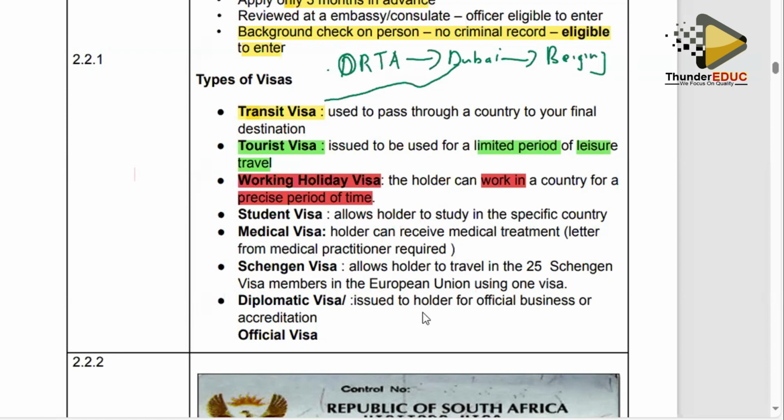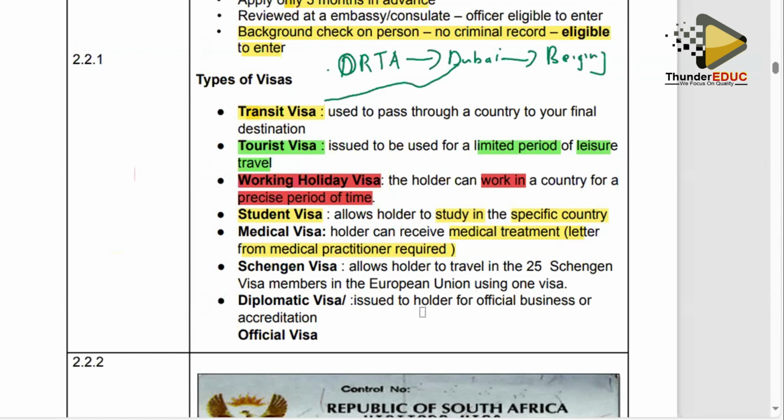Then we also have those who are going for their studies. For example, if a student wants to study in a foreign country, they need to carry what is called a student visa. It allows you to study; the purpose is study in the specific country. Then the next one is known as a medical visa, for those who need to receive medical treatment. For this one, a letter from a medical practitioner or a doctor will be required in order for you to qualify for that.